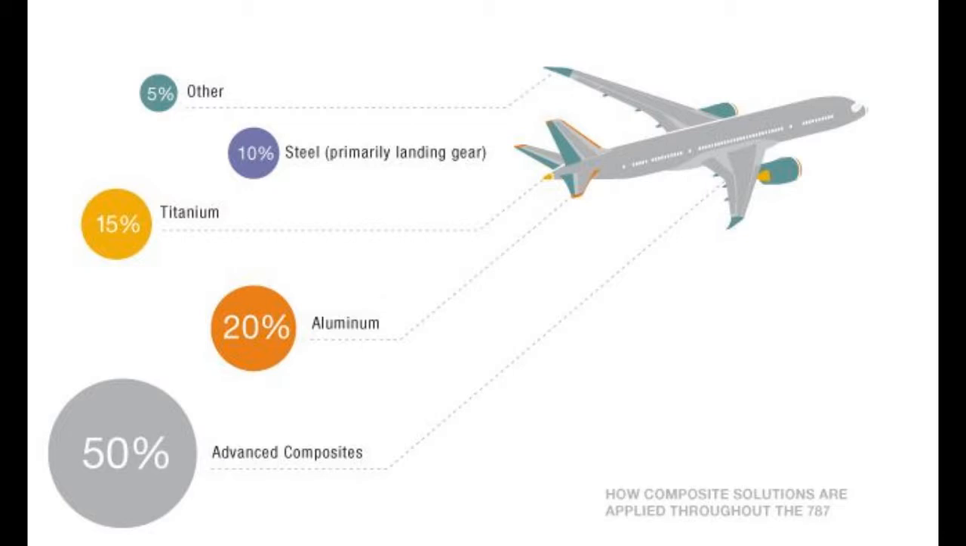Today, nearly 50% of airplanes are made of advanced composites, 20% aluminum, 15% titanium, 10% steel, and 5% other materials.